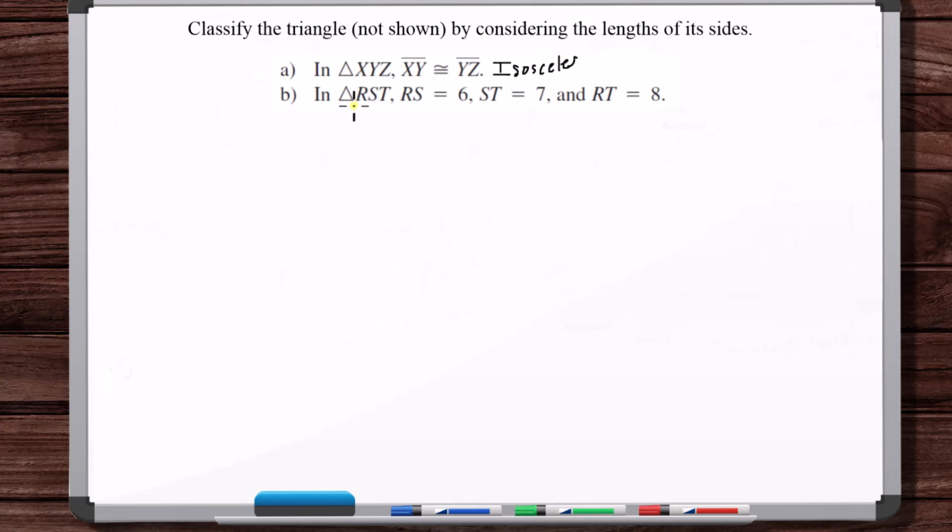Okay. What if in triangle RST, RS is equal to 6, ST is equal to 7, and RT is equal to 8? So none of the side lengths are the same length for this triangle. That's a scalene triangle.